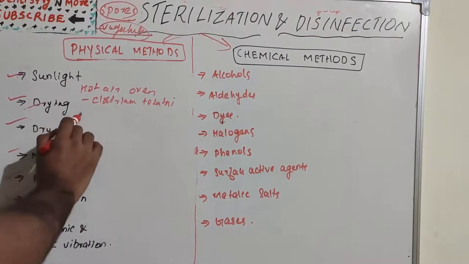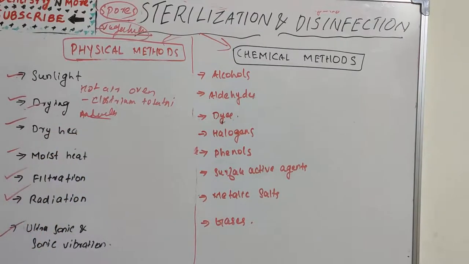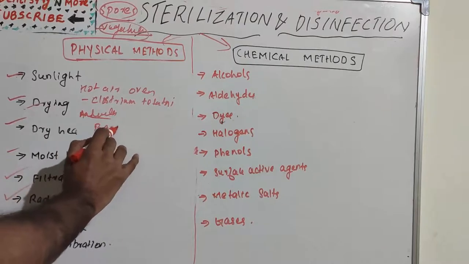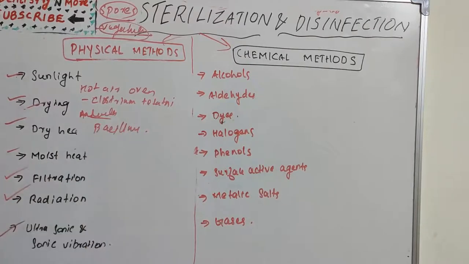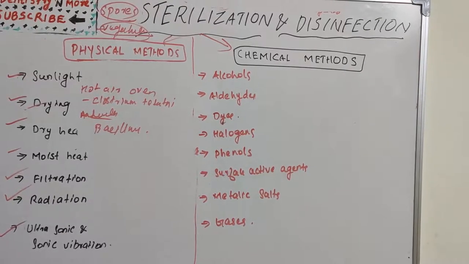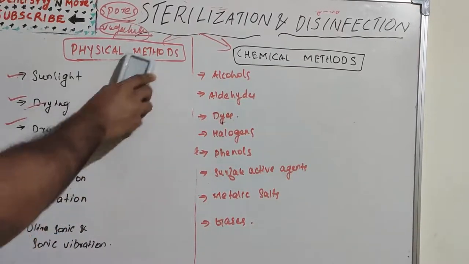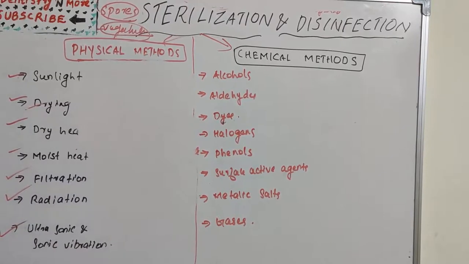And for autoclave, it is the bacillus group of bacteria. And filtration is different, Pseudomonas diminuta, and ionizing radiation also uses Bacillus pumilus. So all these biological controls we need to use to check the efficiency of all the methods or instruments, or whether they are working properly or not.